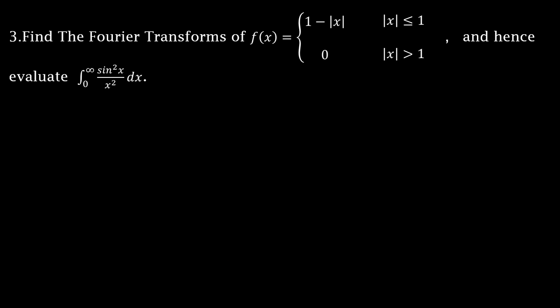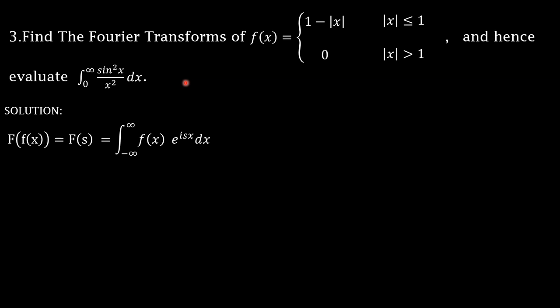Next example, to find the Fourier transform of the function f of x is equal to 1 minus mod x for mod x less than or equal to 1 and 0 for mod x greater than 1. And hence they are expecting you to find the value of the integral sin square x by x square for all those x varying from 0 to infinity. Let me first concentrate on the Fourier transform and evaluate the integral in the later stage.